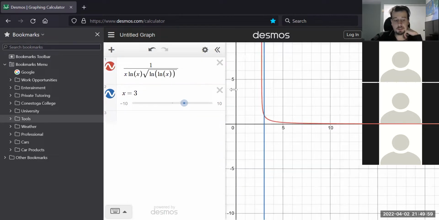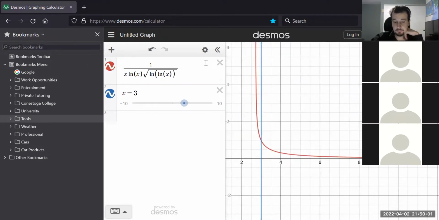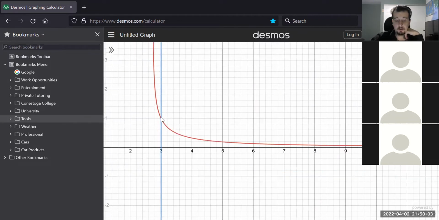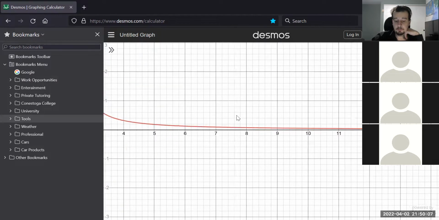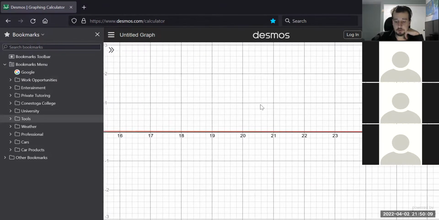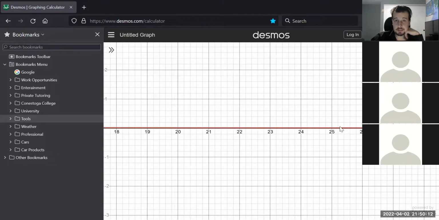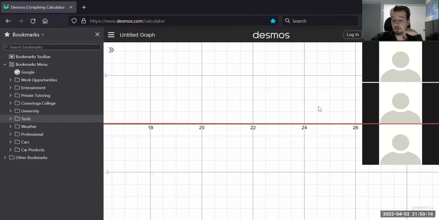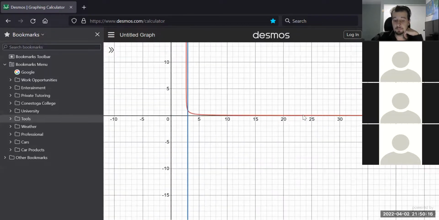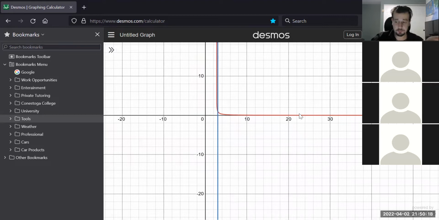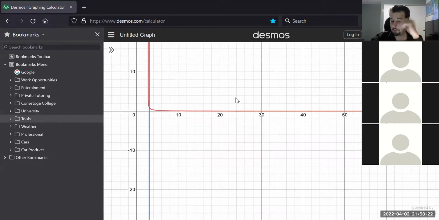What do you see? What do you see? You see from 3 onwards, look, forever and ever to eternity, this thing decreases. It never picks back up. Okay, I can zoom out as far as you want. I mean, you can find that out by taking the limit as n goes to infinity, but forever and ever, it just continues decreasing.